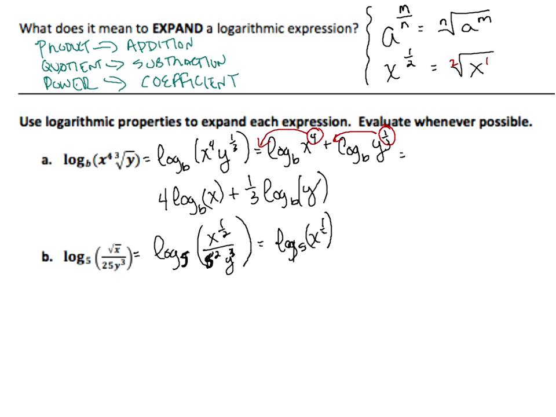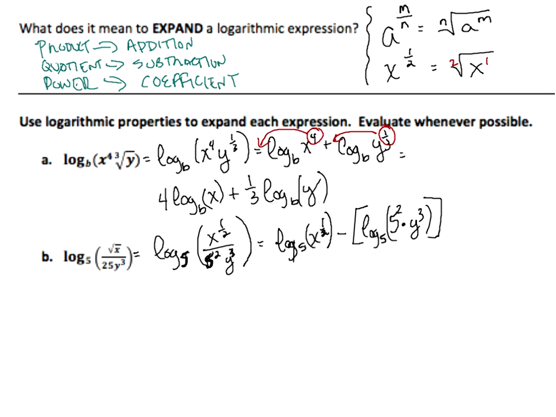All right. So that is log base 5 of x to the 1/2 minus the entire denominator of log base 5 of 5 squared times y cubed. So it's the log base 5 of that whole thing. And I'm just using brackets to hold that logarithm together.